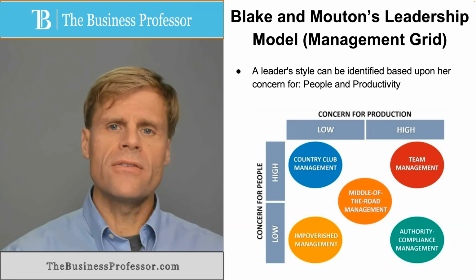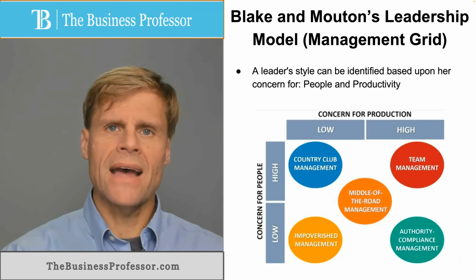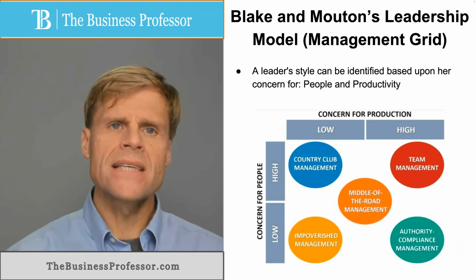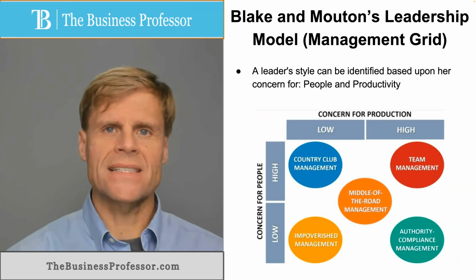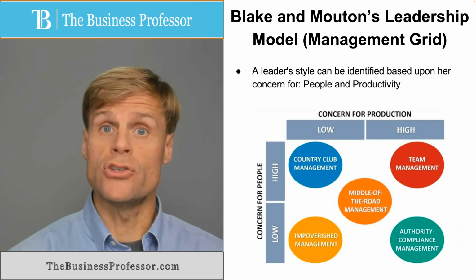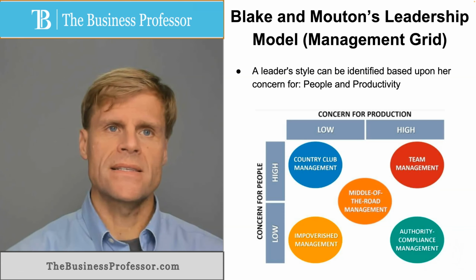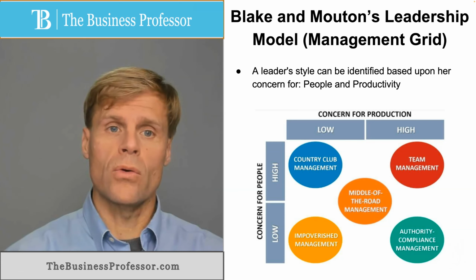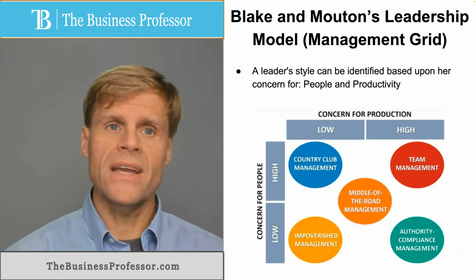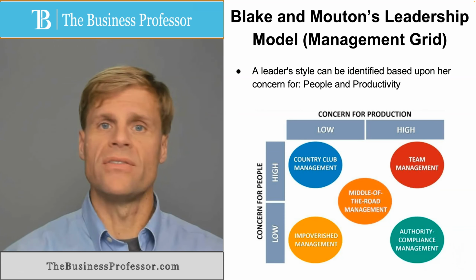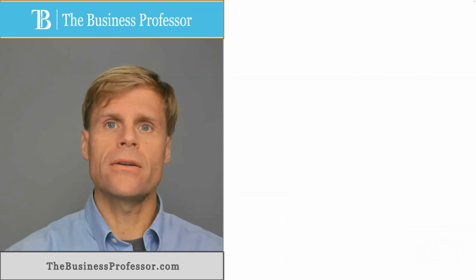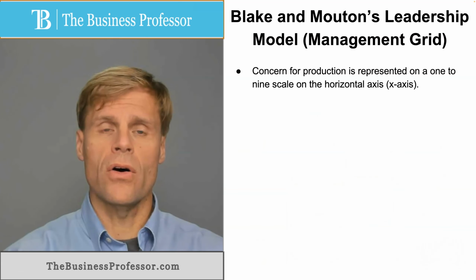Now, the model identifies, once again, a low to high scale. Generally, it's a 9-part scale on each axis, and there's a third axis there that identifies the level of motivation of the individual employees to characterize, once again, in which scenario a particular leadership style is going to be more effective, or the output of employees based upon this type of motivational style. So to break this down a little bit further, let's focus first on each axis.